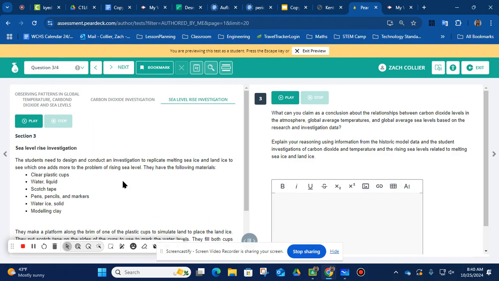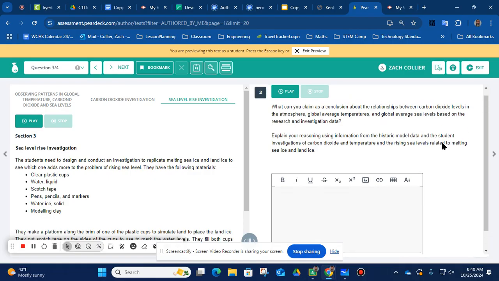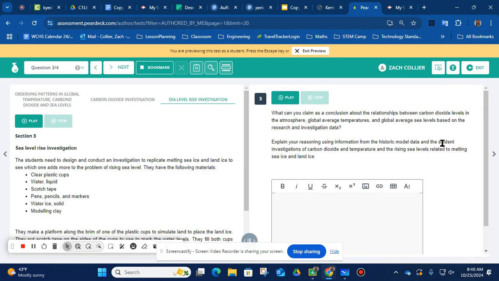The outcome of the sea level rise investigation, I'll put some information, the students' observations in there, the ones that we put up there. I thought I had it in there. I don't know where it went.